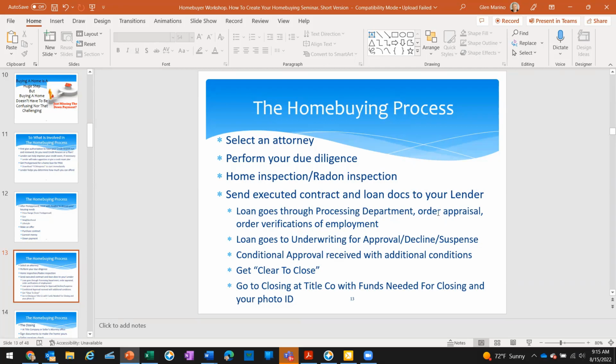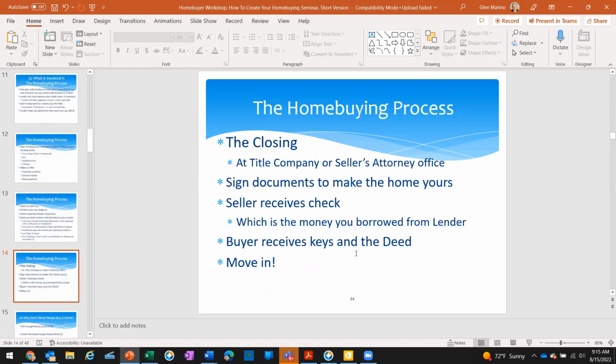They order up the appraisal. They verify your employment. They verify your income. The loan goes to underwriting for approval, decline, or suspense. Once it comes out of underwriting, you get a conditional approval. There may be some additional conditions. Once you satisfy those conditions, you get it clear to close, and you go to closing at a title company with the funds that are needed for closing and your photo ID.